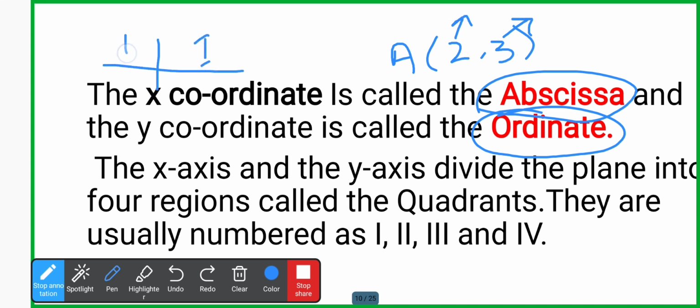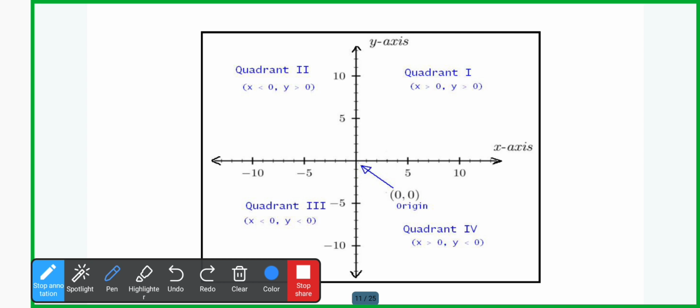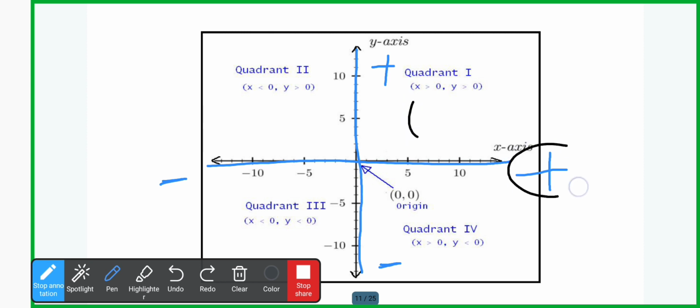First quadrant, second quadrant, third quadrant, and fourth quadrant. Let's discuss this in detail. This horizontal line is the x-axis, this is the y-axis, and we have discussed that the x-axis is positive over here, negative over here. The y-axis is positive on the top and negative on the bottom. Here we have quadrant 1. In quadrant 1, as you can see, the x-axis is positive and the y-axis is also positive. So in the first quadrant both signs, x and y, are positive, positive.